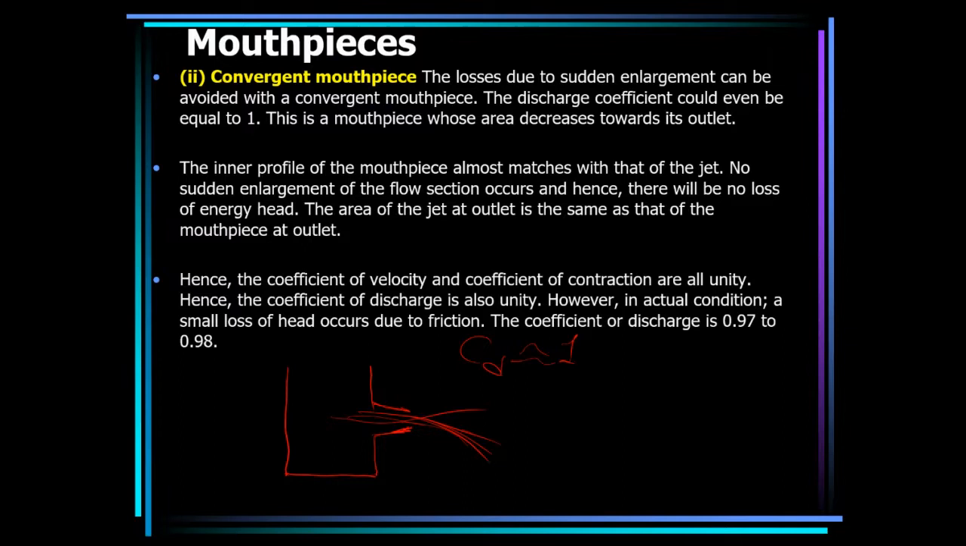This is a mouthpiece whose area decreases towards the outlet. You can see the area is decreasing towards the outlet. The inner profile of the mouthpiece almost matches that of the jet. Okay, no sudden enlargement of the flow section occurs, and hence there will be no loss of energy head because there is no sudden enlargement. Sudden enlargement leads to energy head loss. Okay, and the area of the jet is simply the water coming out. So the area of the jet at outlet is the same as that of the mouthpiece at outlet. Okay, hence you have a high value for the coefficient of contraction.